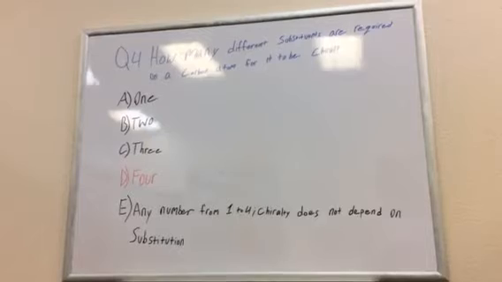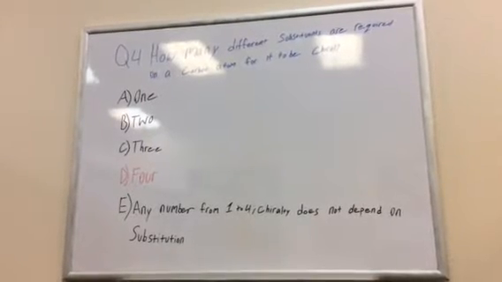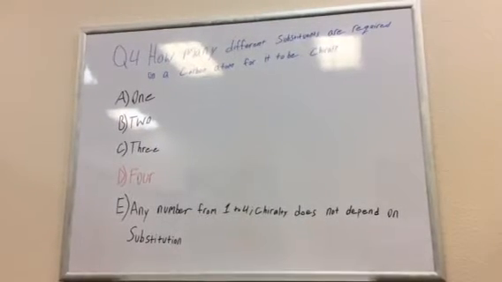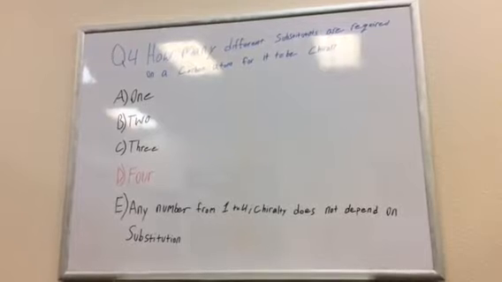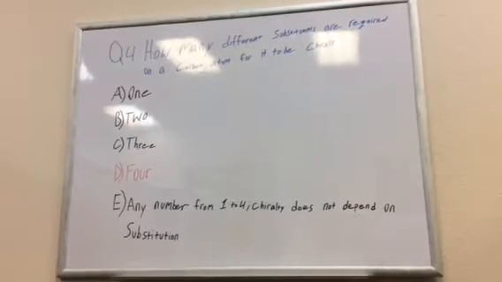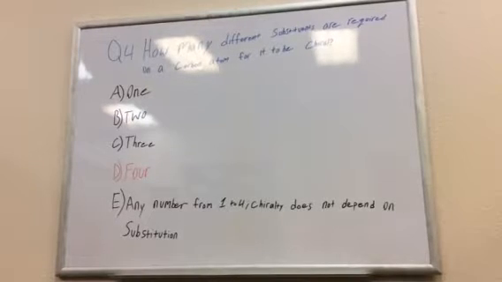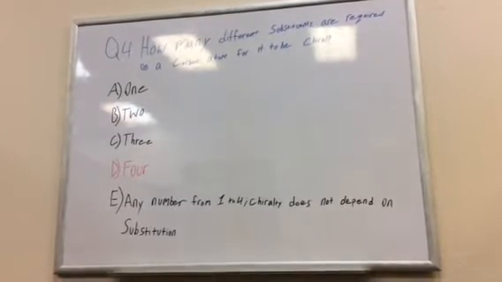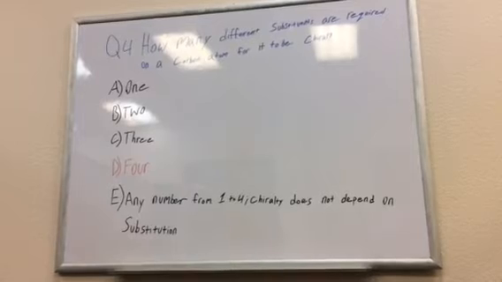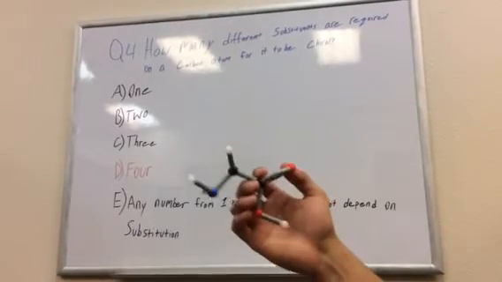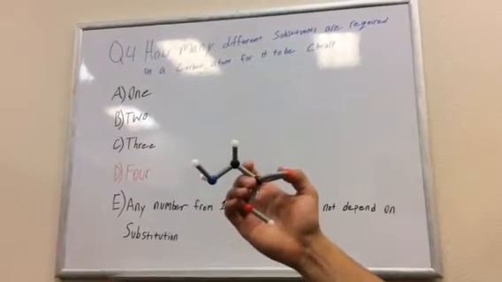We have question 4. How many different substituents are required on a carbon atom for it to be chiral? Now, chirality is the ability to be distinguished from your mirror image. The best way to do this is to look at glycine. As we know, glycine is the only amino acid that is achiral, and we can look at it right here.